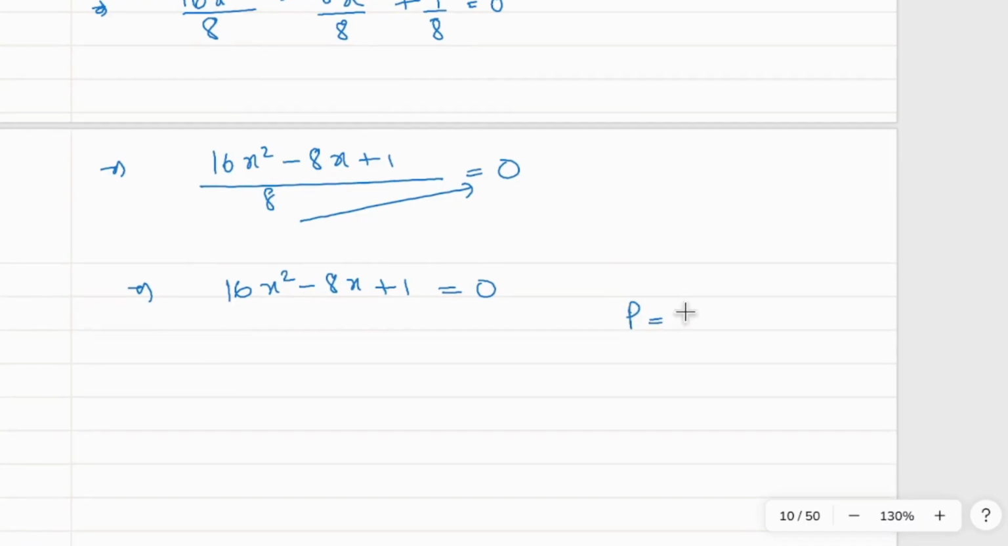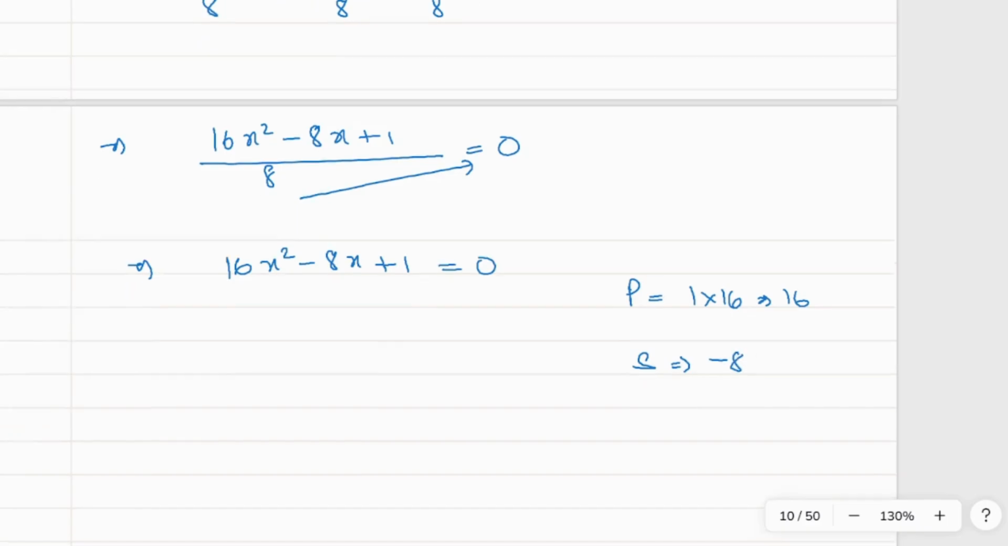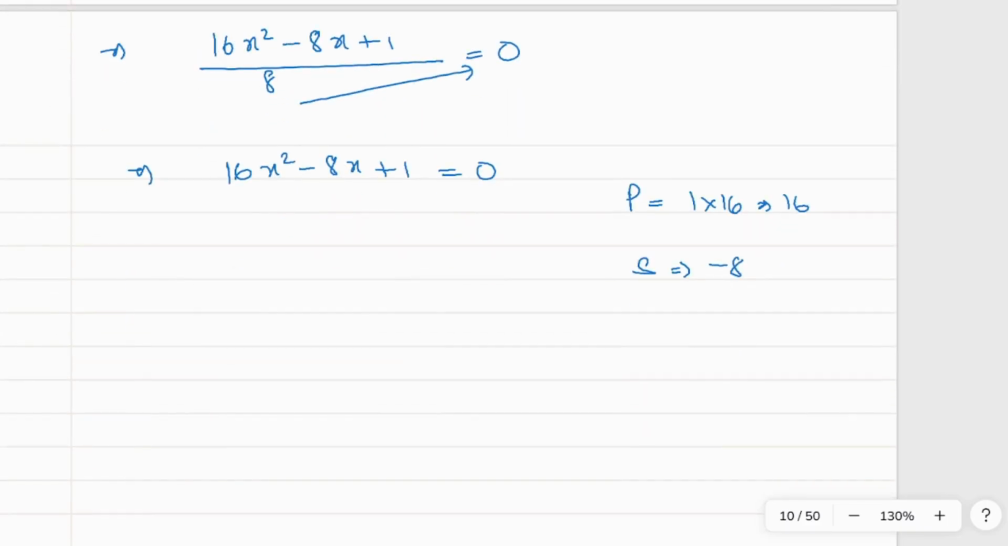Here the product is equal to how much? 1 into 16, which is equal to 16, and the sum will be equal to minus 8. So we have to find two numbers which, when multiplied, give us 16, and when added together, give us minus 8. So let us find those values.